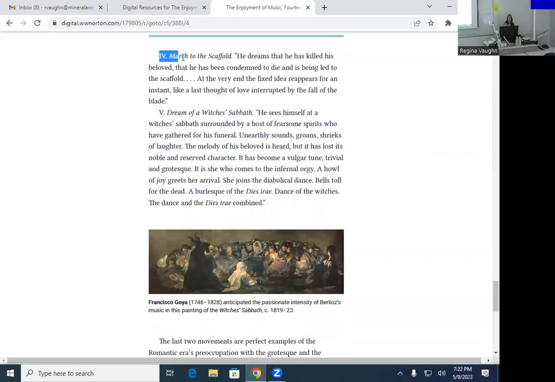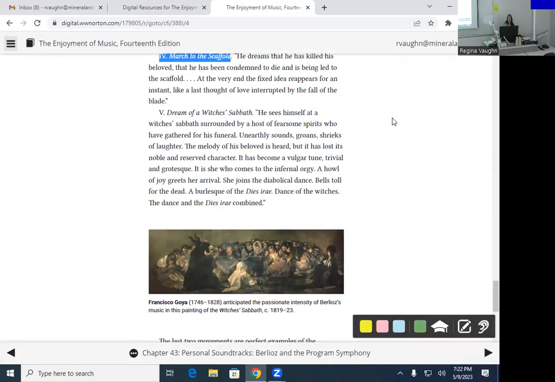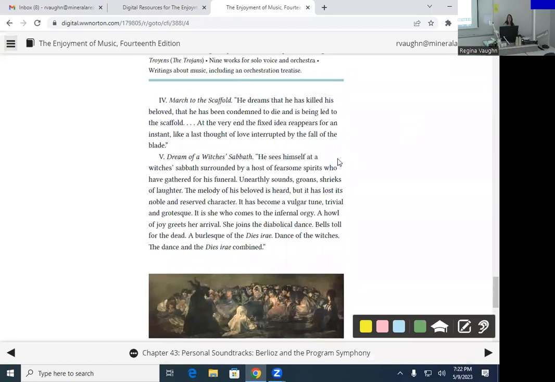Then there's the march to the scaffold, which I believe is what we're going to hear. He dreams that he has killed his beloved and that he has been condemned to die and is being led to the scaffold. At the very end, the fixed idea reappears for an instant, like a last thought of love interrupted by the fall of the blade. So he's getting his head chopped off because he dreams that he killed her.